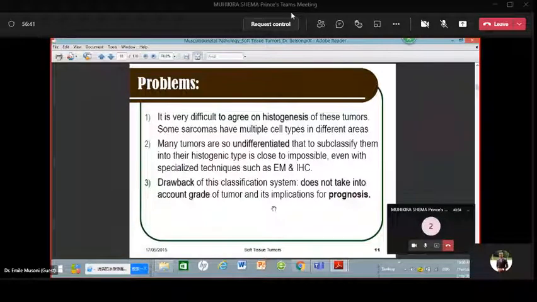So the problem in diagnosis is that it is very difficult to agree on the histogenesis of those tumors. Some sarcomas have multiple cell types in different areas. Many tumors are also undifferentiated. To subclassify them into the histogenetic type, it is sometimes impossible without techniques such as electron microscopy or immunohistochemistry, meaning that the diagnosis of soft tissue tumors and their classification is not easy. Most of the time, you have to use immunohistochemistry and electron microscopy.